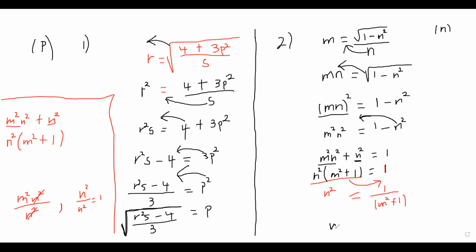So now n will therefore be equal to the square root of 1 divided by m squared plus 1. So the square root is governing the top and the bottom. Is it big enough? Good. So take note of this.